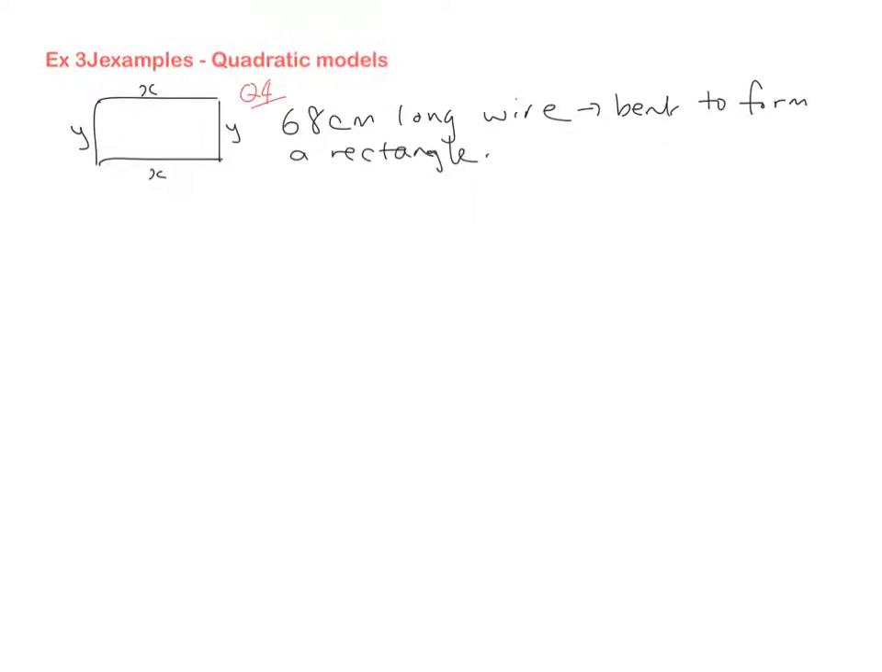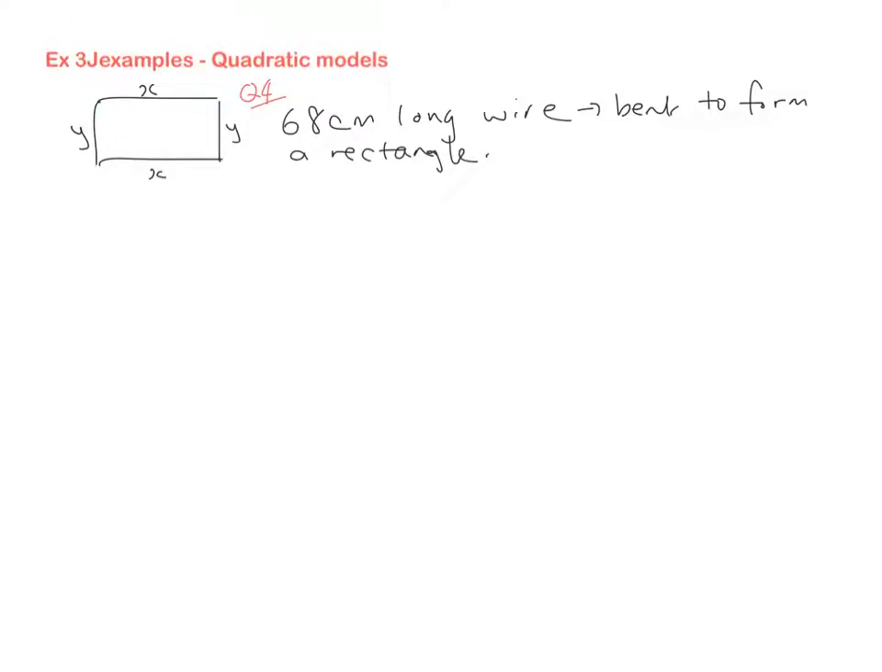Okay, so let's have a look. 3J examples, quadratic models. If we look at question 4, it says there's a piece of wire that's 68 centimetres long and it's bent to form a rectangle. So there we go, we've bent the wire.